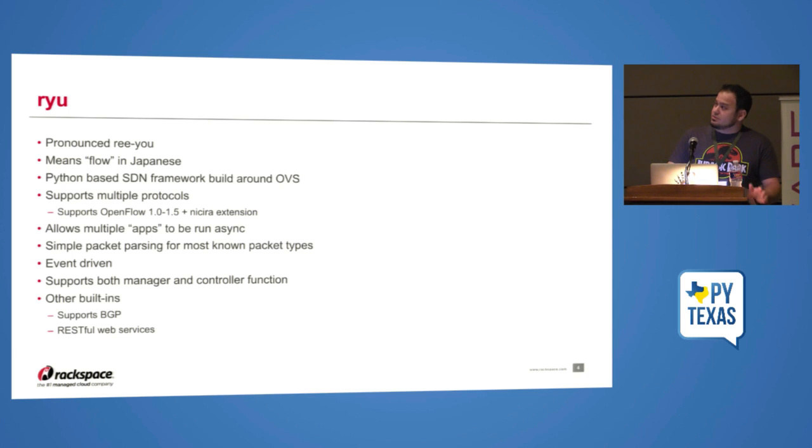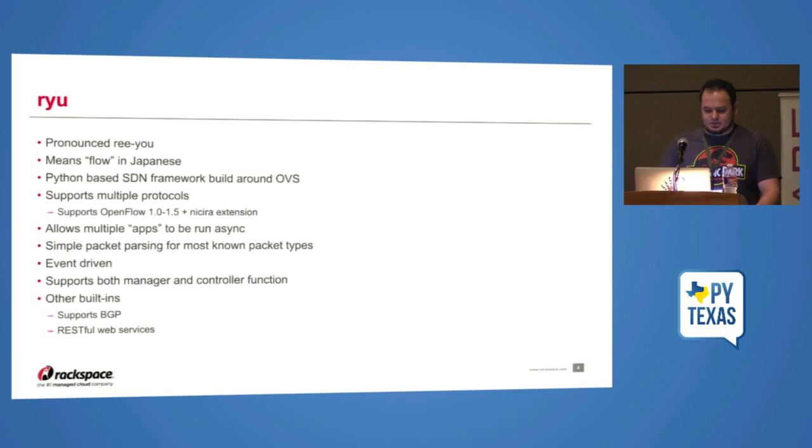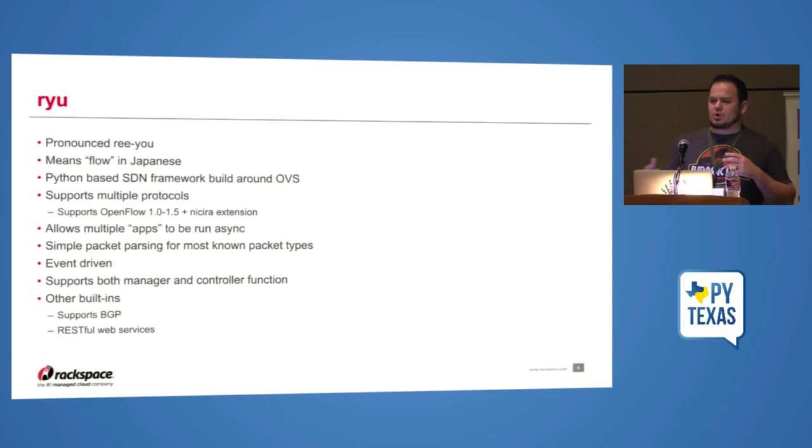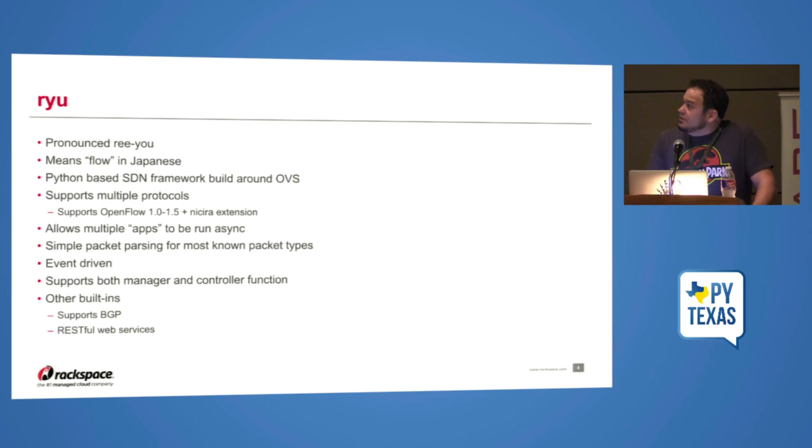OpenFlow 1.0, but it supports all the way up to 1.5, as much as is implemented in OVS. It's an app-based framework, meaning every Ryu app that is spun up runs in its own thread or pseudo green thread. So you could spin up a bunch of these apps that'll work independently and communicate back and forth. It also has some built-in tools, like BGP, and we're not going to talk about BGP today, but I will show a REST web service, which allows you to manage the Ryu controller.